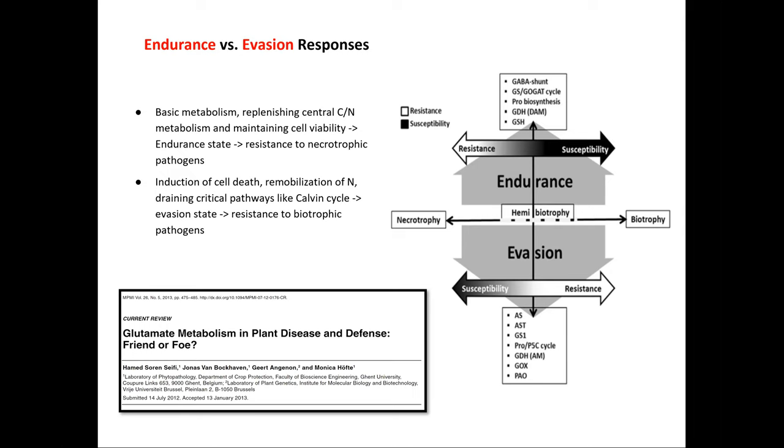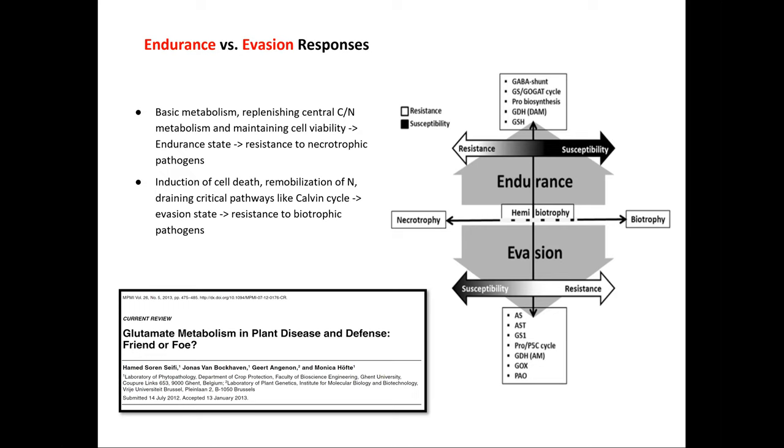necrotrophic pathogens kill their host cells and they feed on dead tissue. So cell death is highly favorable for these kinds of pathogens. In response to that kind of virulence strategy, resistant plants are able to overactivate those metabolic pathways controlling basic metabolism, replenishing central CN metabolism and maintaining cell viability as a kind of counter action or retaliation in response to the cell death favoring virulence strategy of the pathogen. So this kind of state is called endurance, where cell viability is maintained by the host plant to keep the necrotrophic pathogen at bay.